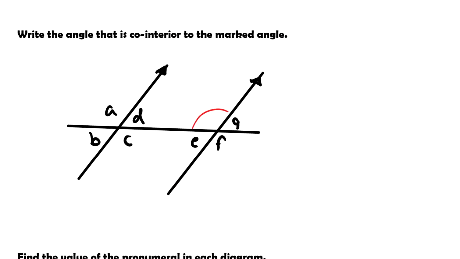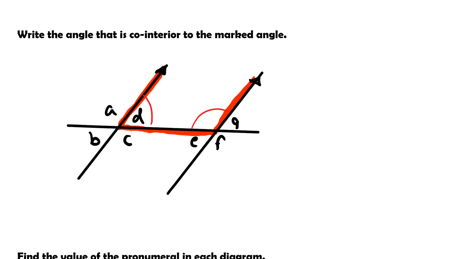Down here, write the angle that is co-interior to the marked angle. The first thing we want to do is highlight our lines again. I'm going to highlight our red angle, that one and that one there. Now I know it makes a C shape, so I'm going to highlight that there. And then what you're looking for is here. So D is co-interior to the marked angle, okay?